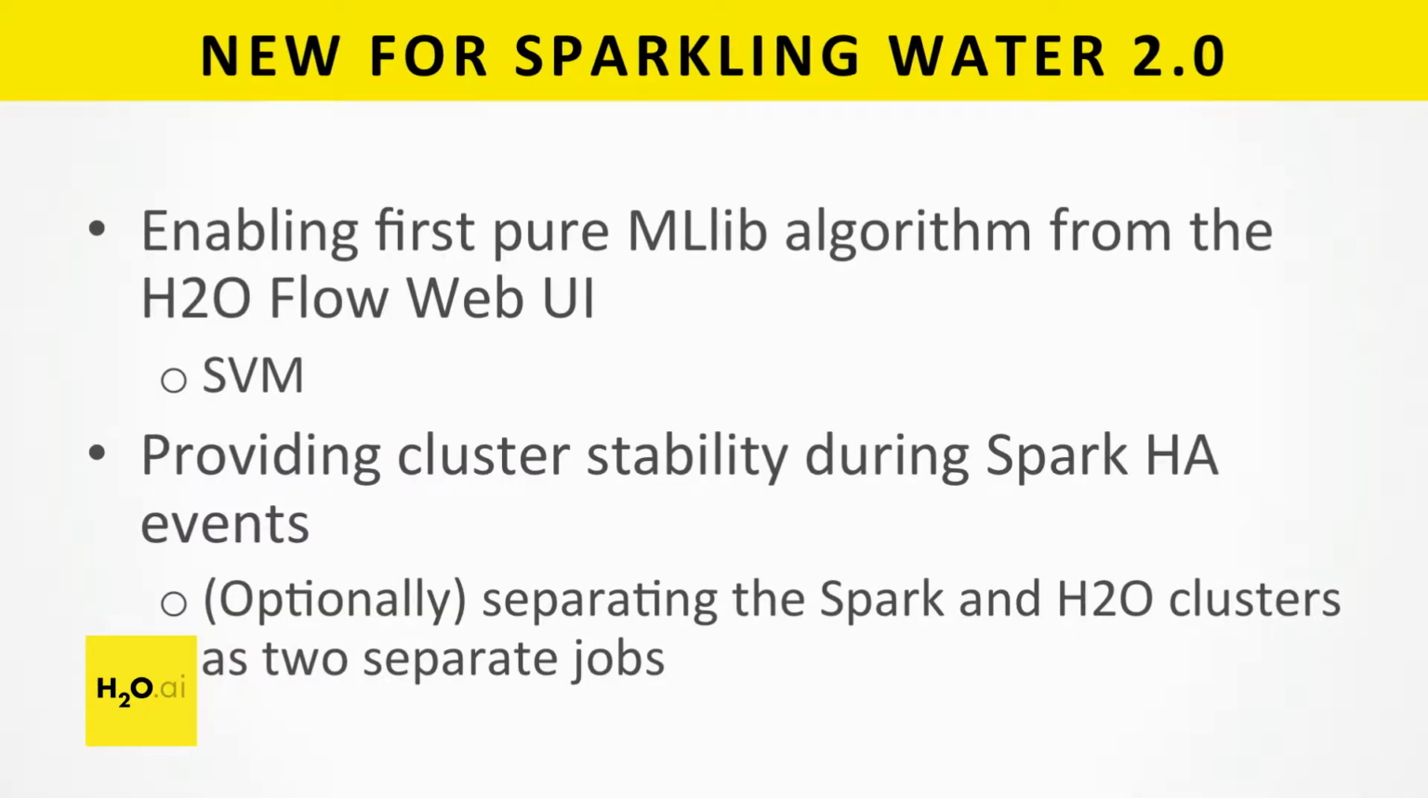So let's now take another step forward and talk about the Sparkling Water 2.0 capabilities that are new. What I'll show you here today is using a pure MLlib algorithm from Flow for the first time. The algorithms that have been available from the Flow web UI in the past have all been focused on things that were only part of H2O. But over the last couple of months, the team has spent some energy making those things in MLlib that are not available in H2O visible and accessible from the Flow web UI.